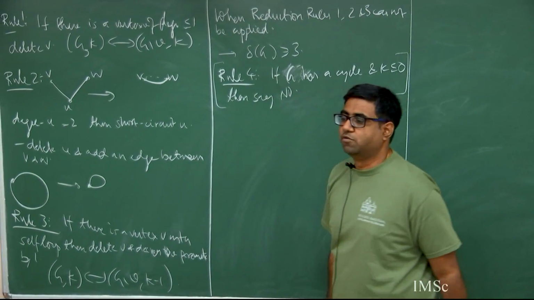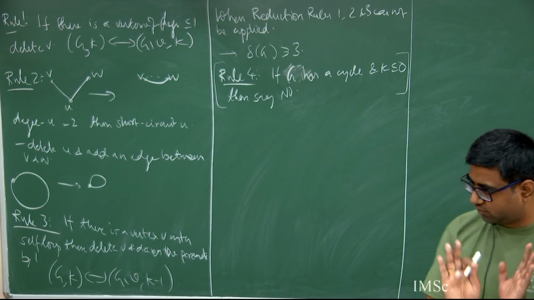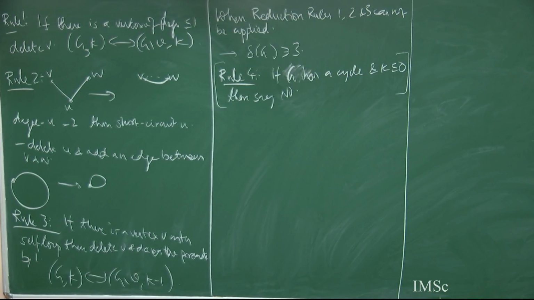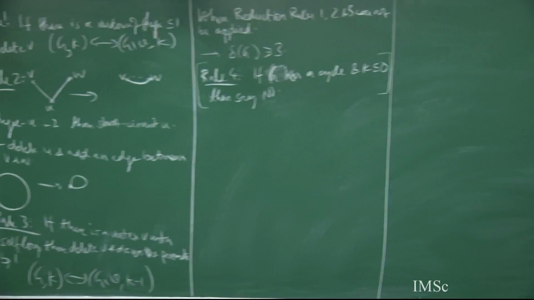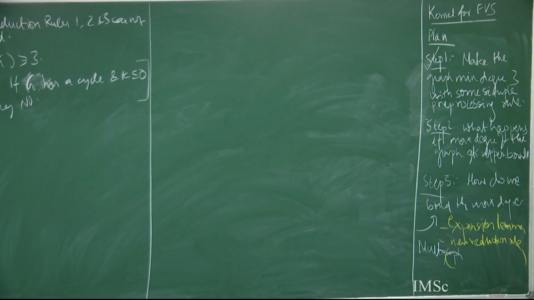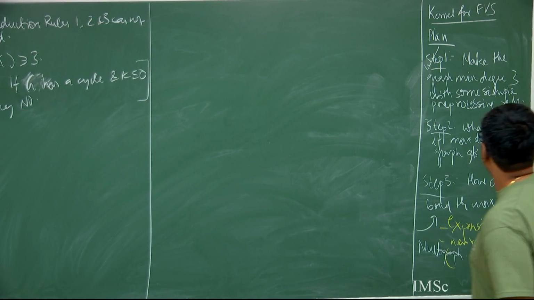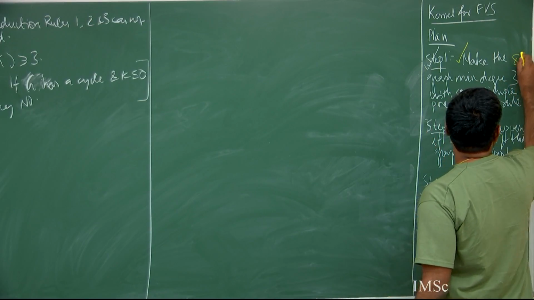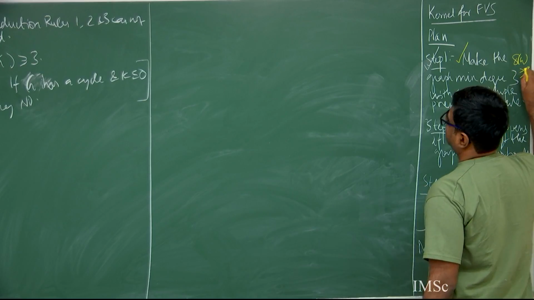This is basically a boundary rule, just to say that, okay, let's halt. Now, we are done with this, right? So we will always apply this rule. So we have been able to ensure, by applying some simple pre-processing rules, that the minimum degree of this graph is at least 3, okay? So let's just mark: achieved, delta G is greater than or equal to 3.